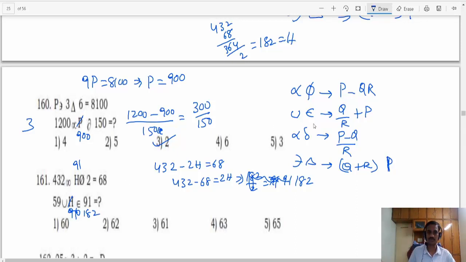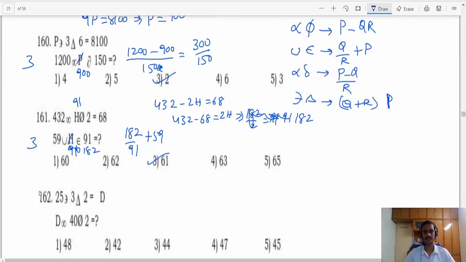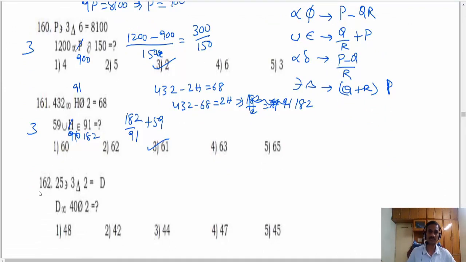Then coming to this one, Q divided by R, 182 divided by 91. How much is that? 2. Plus 59, that is 61 is the answer. Choice 3, 161. Then 162, it comes under the reverse. Q plus R into P. 3 plus 2 is 5. 5 into 25 is how much? 125. Now what is the value of D? 125.